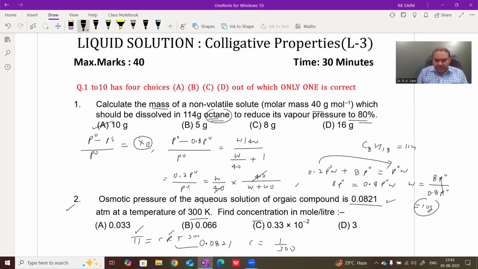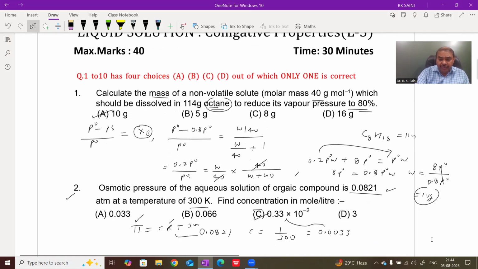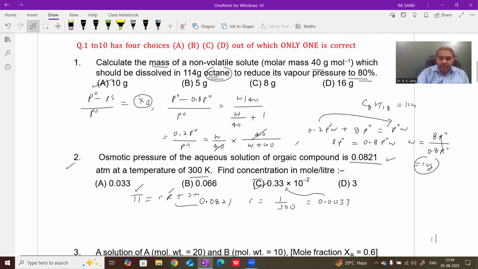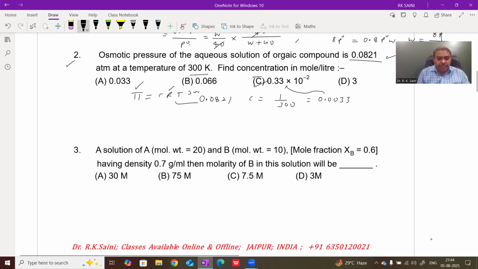And the answer, when you solve this problem, then 0.0033, or we can write 0.33 into 10 to the power minus 2. Yes. Question number 2 done. Question next, 3. First of all, we read the question carefully and then solve the problem and write all.